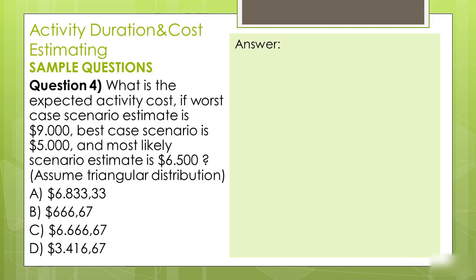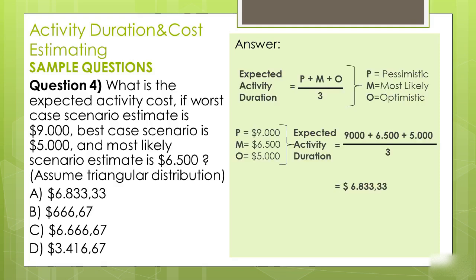Question number 4. What is the expected activity cost if worst case scenario estimate is $9,000, best case scenario is $5,000, and most likely scenario estimate is $6,500? Assume triangular distribution. Well, the estimations are similar to the previous question, but this time the question says that this is a triangular distribution. Let's first remember the formula for triangular distribution. Expected activity cost equals P plus M plus O divided by 3. If we put the values into the formula, we get the answer as A.